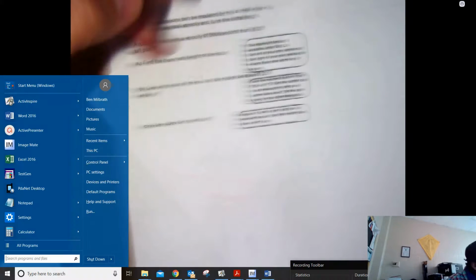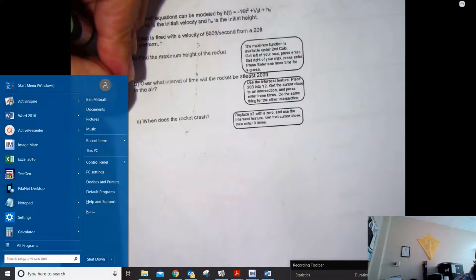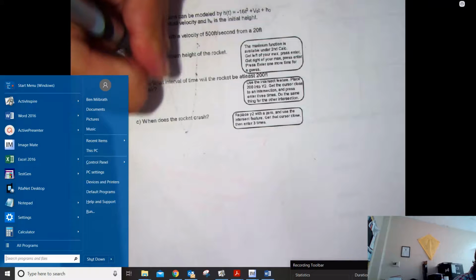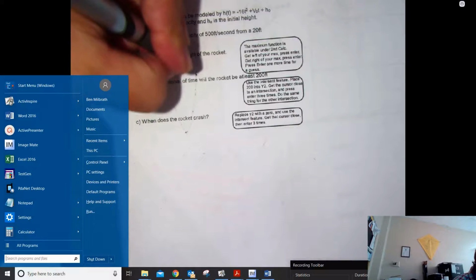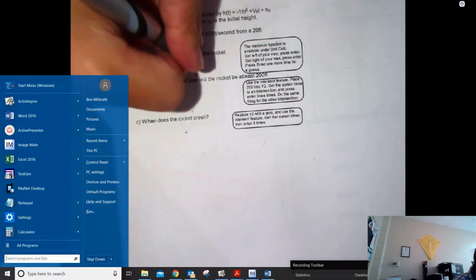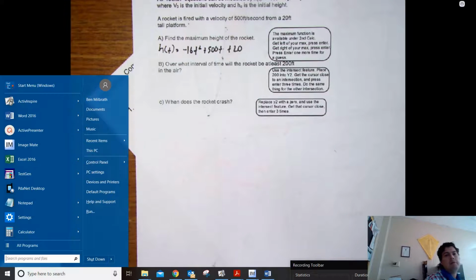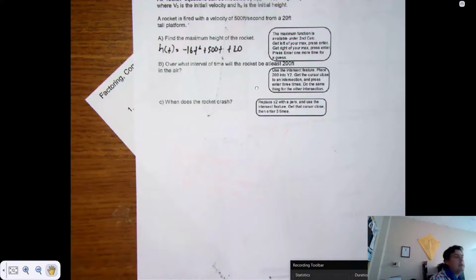I'm going to do part A for you. You can read the text. You can try and figure it out. But you've been asked to do that on a couple of quizzes and tests in a row: plug in numbers into a standard form for rocket problems.